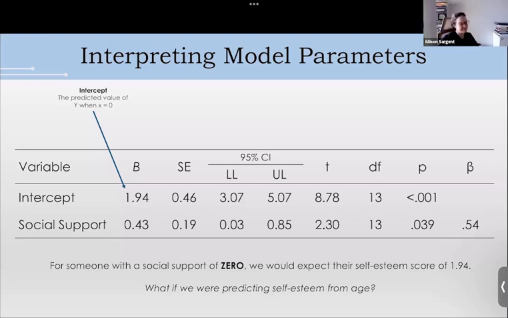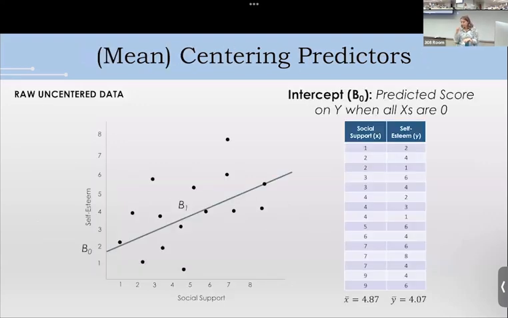Just born. 0. But are you really 0 years old when you're just born? No. There's no such thing as 0 years old. It's not a meaningful value. Stats is numeric. It doesn't always take into account how actual life works. So to make that intercept more interpretable, we're going to center our predictors.